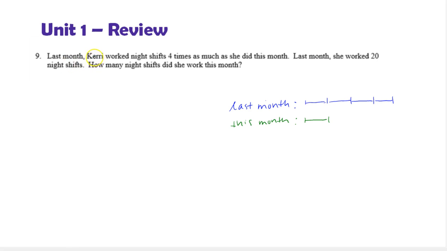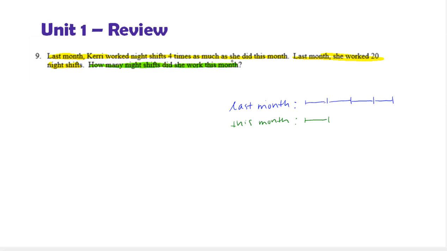Last month, Carrie worked night shifts 4 times as much as she did this month. Okay, so this is a multiplicative comparison between last month and this month. Last month, she worked 20 night shifts. Here's our question. How many night shifts did she work this month?